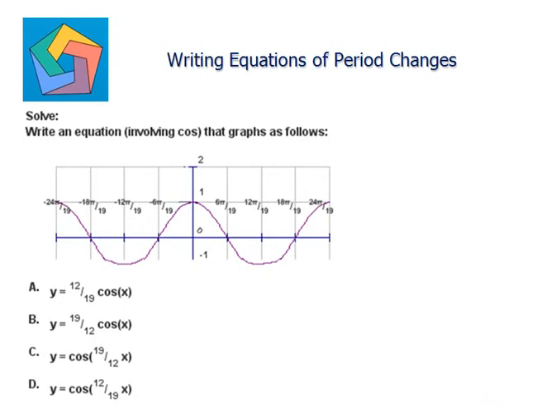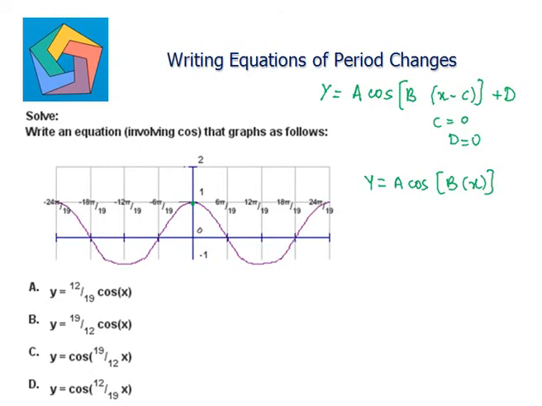Solve. Write an equation involving cosine function that graphs as follows. The general function for cosine function is given by y is equal to a times cosine b times x minus c plus d, where c and d denote the phase shift. Now since the graph is passing through the y-axis, cosine function never passes through the origin 0, 0. It passes on some point through the y-axis. So c becomes 0, d becomes 0. So I'm left with y is equal to a times cosine b times x.